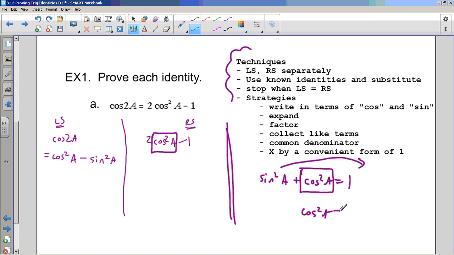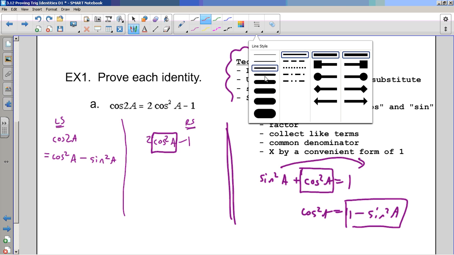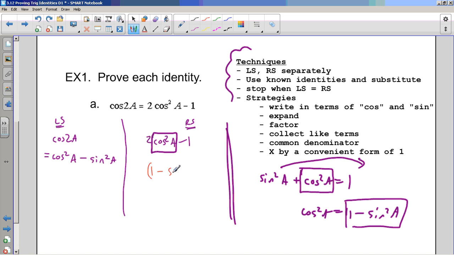Notice this is in the margin. Or you could think of just doing this in your head. And so where I have this square, I'm going to put this formula. So in here, I'm substituting 1 minus sine squared a. Everywhere else is still, there's the 2 and there's a minus 1. And now notice I've got some algebra to do. I've got some expanding and maybe some collecting like terms to do. And let's see where this goes.